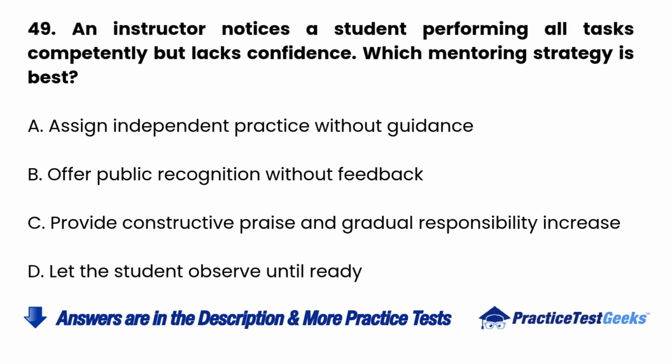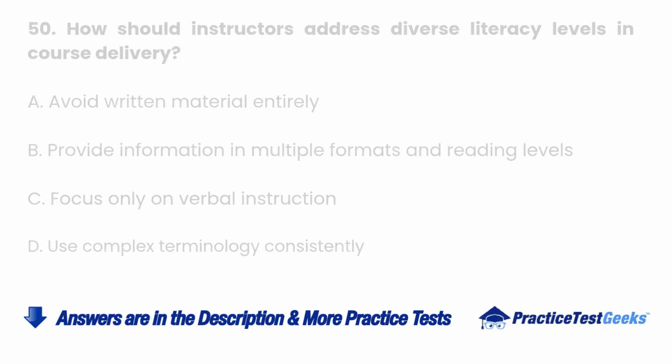49. An instructor notices a student performing all tasks competently but lacks confidence. Which mentoring strategy is best? A. Assign independent practice without guidance. B. Offer public recognition without feedback. C. Provide constructive praise and gradual responsibility increase. D. Let the student observe until ready.